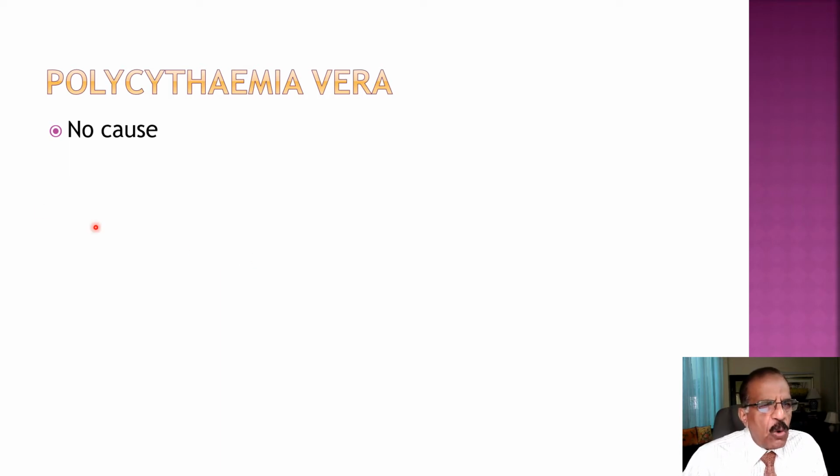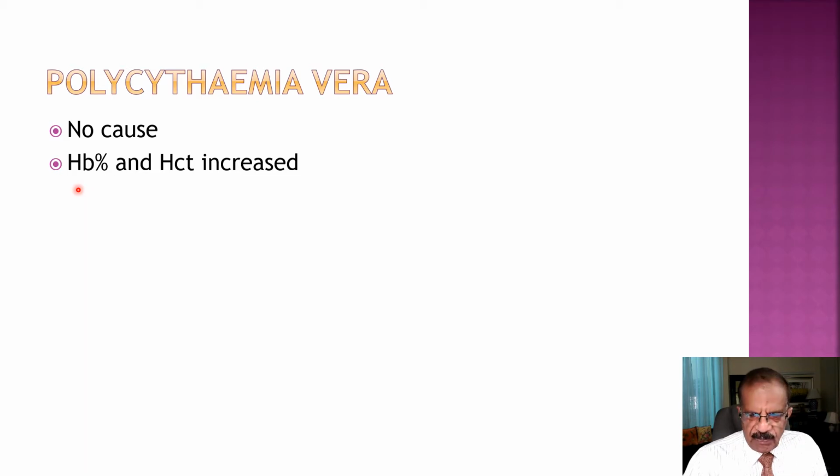But when I say no cause, that means no cause for hypoxia, no cause for polycythemia. So that means it has to be primary polycythemia, not secondary. So this means we have to rule out secondary. In primary, there is no known cause. And HB and hematocrit are increased. Either hemoglobin or hematocrit should be increased.